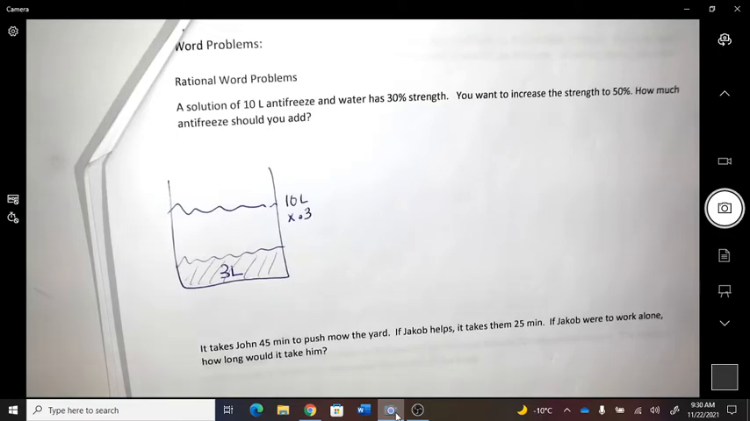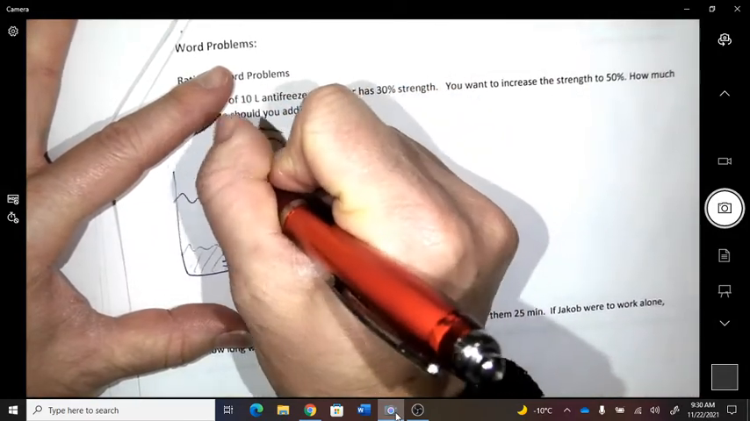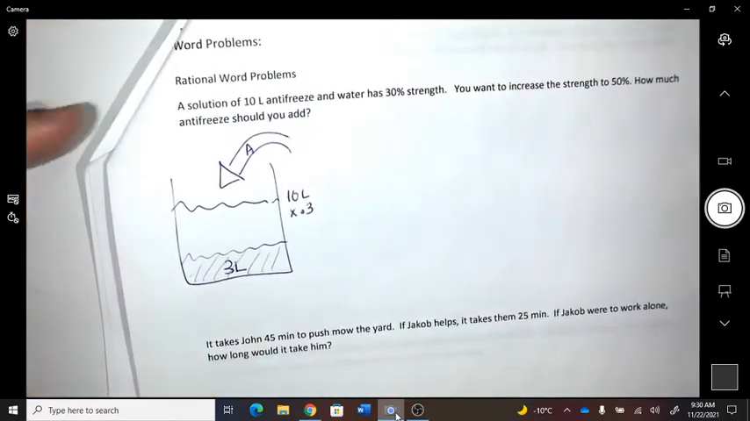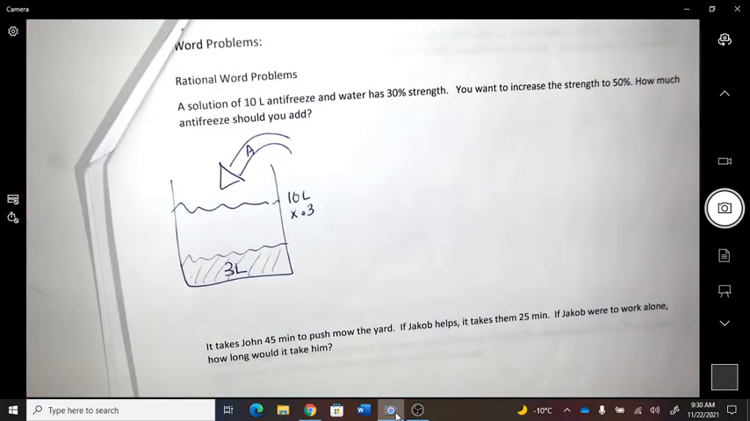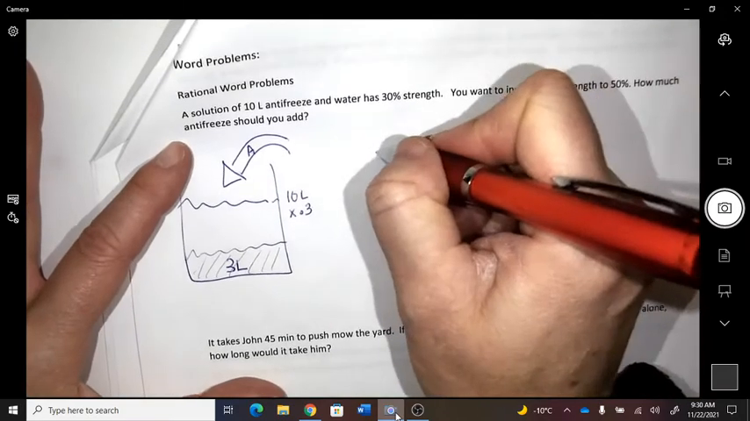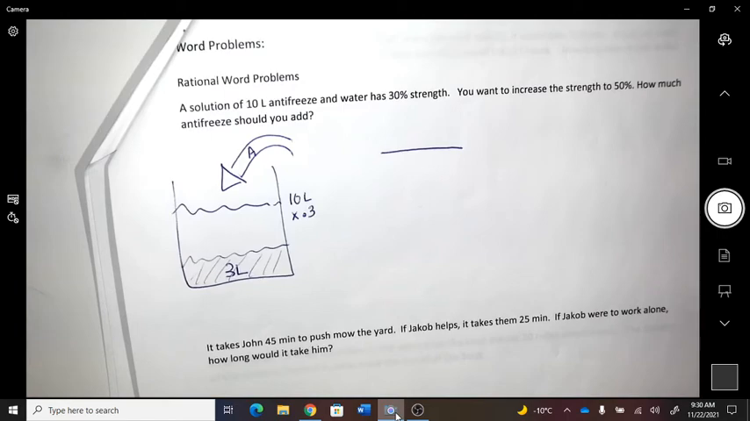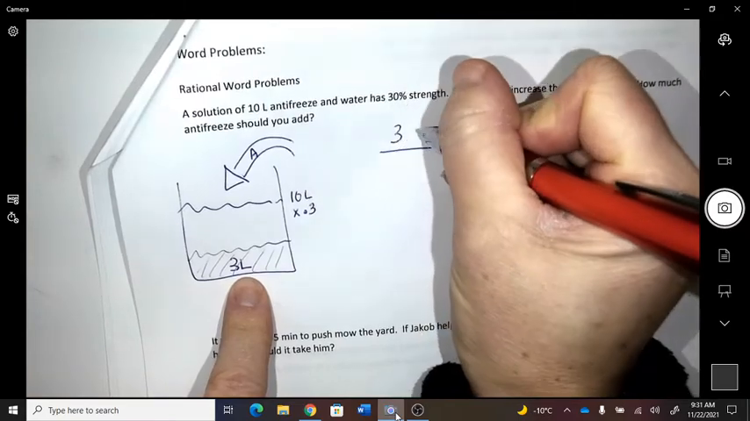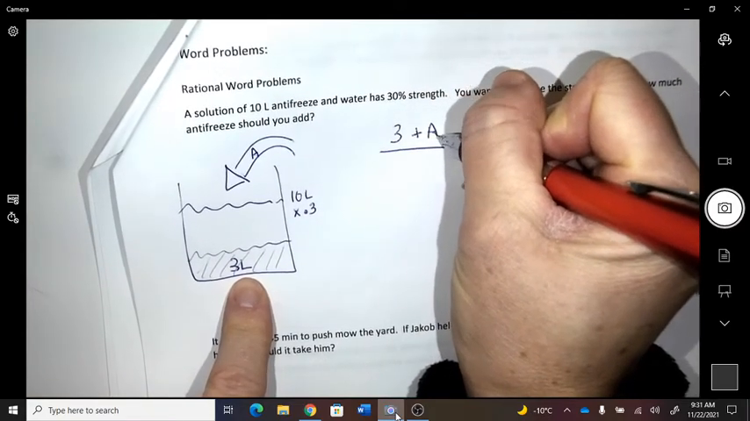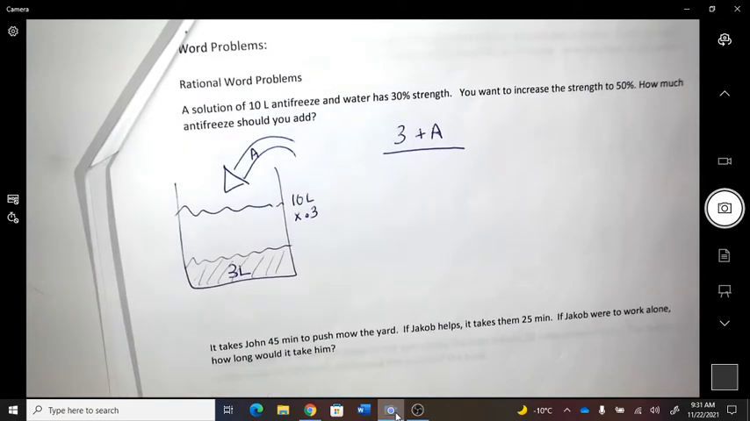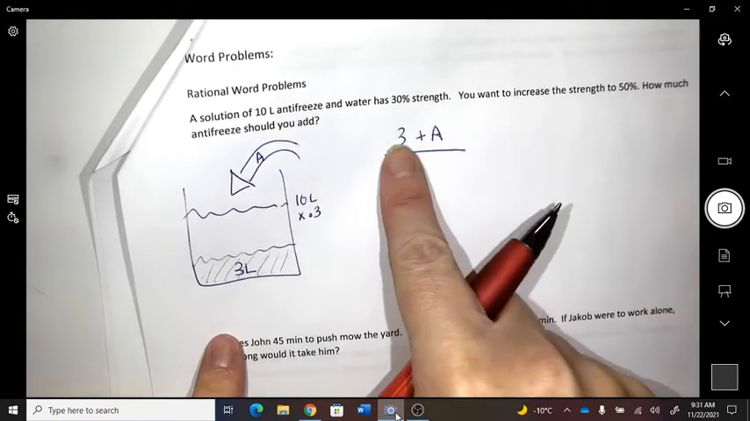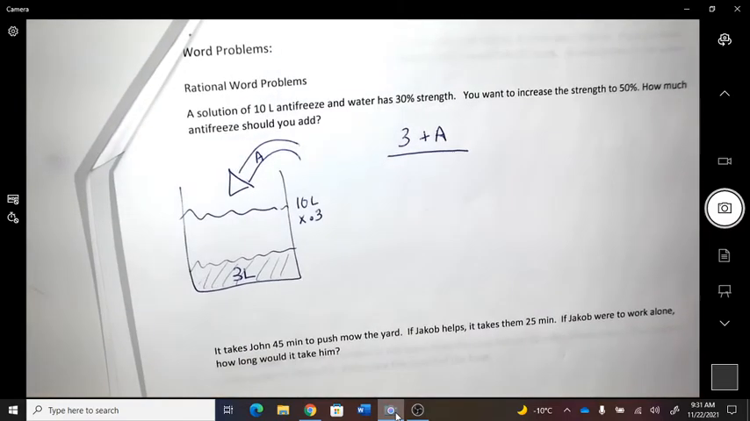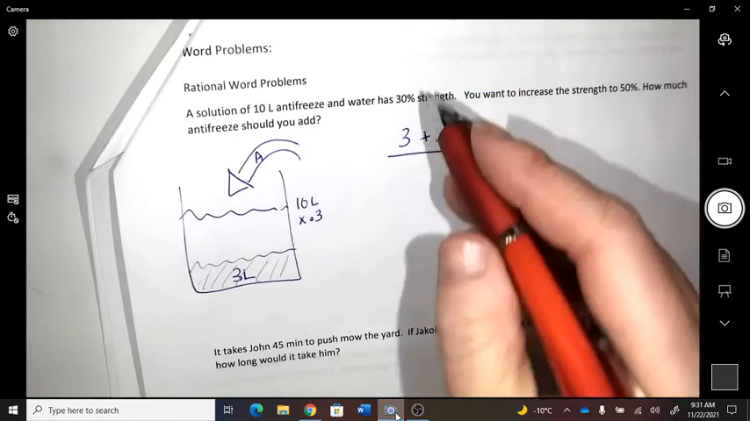So there's 3 liters of antifreeze, and then we're gonna dump more antifreeze in there yet. Trying to increase the strength. Okay, so the top, we need to say what's the chemical portion. So we actually started with 3, and then we added more. Sometimes you just start with water, right? So if you just start with water, then there's just nothing plus A, right? But here we'd already started with some in it.